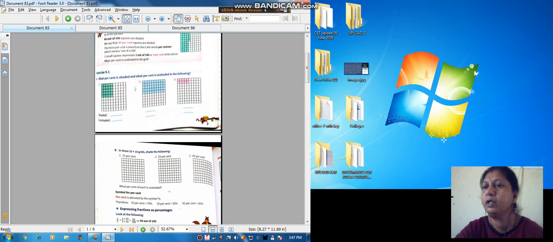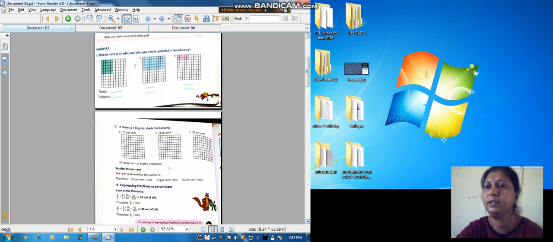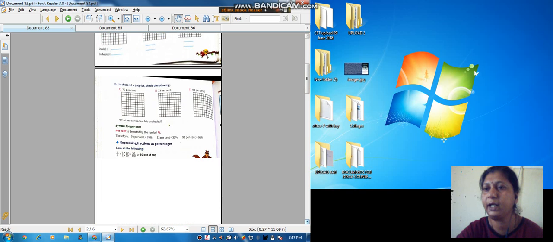Now the symbol for percent. The percentage symbol is just like this one, a slash and two zeros. If we have to represent 50 upon 100, that means 50%, so we write it like this. Now the next topic is exercise 9.2.